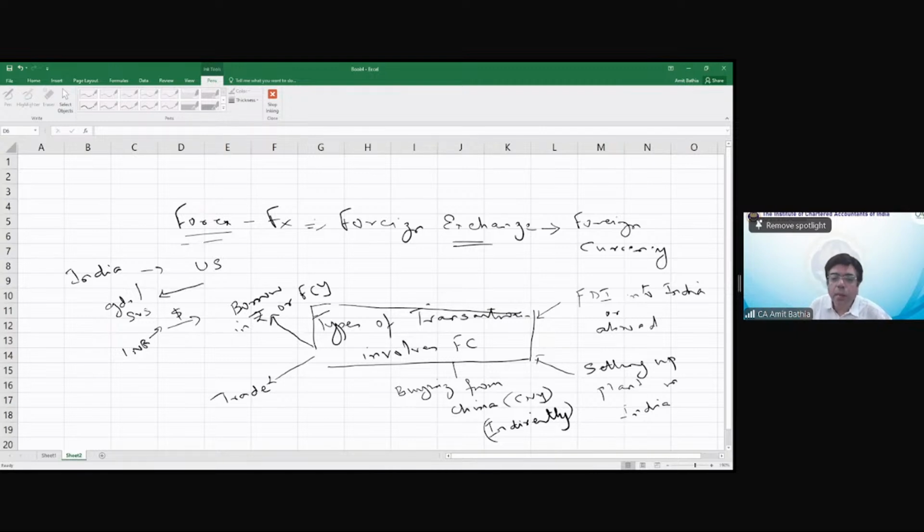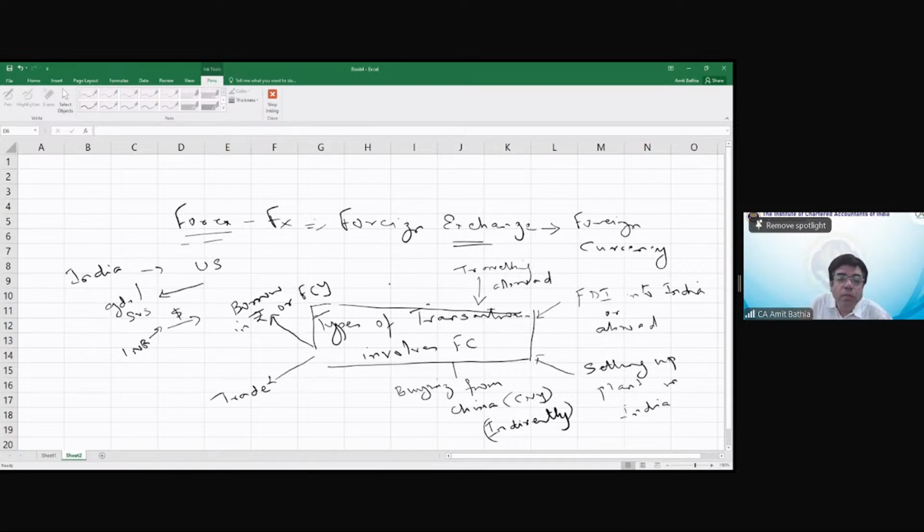But these are predominantly the various purposes, right? So you have trade, you have borrowings, you have FDI, or you can say also FPI, foreign portfolio investments or foreign direct investment. You have setting up of plant in India. Now, you also have, say, for example, the purpose of traveling abroad. So you are traveling abroad. So again, for that, you will need foreign currency, right?